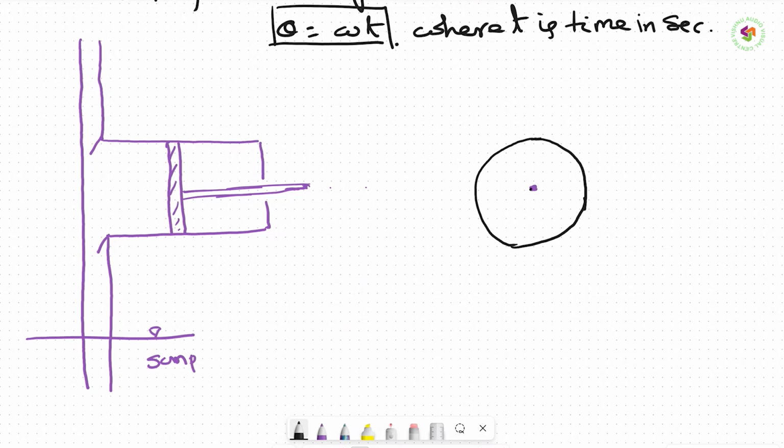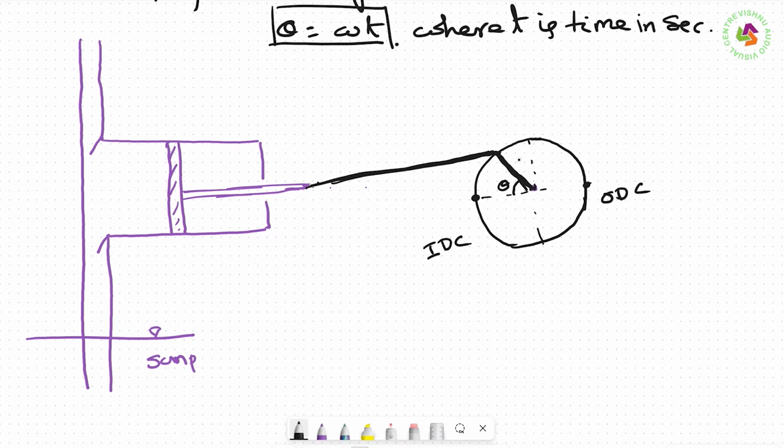This is circle. So if I take it, this is called as inner dead center. This is called as outer dead center. Right? Now the crank position is, this is how the crank is. And connecting this to this is the connecting rod. So this is the connecting rod. This is the crank. And this crank is making theta. And this is how it is rotating.